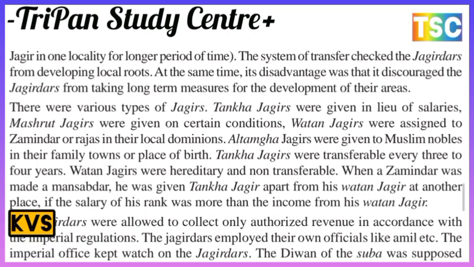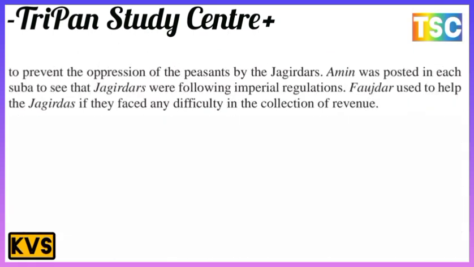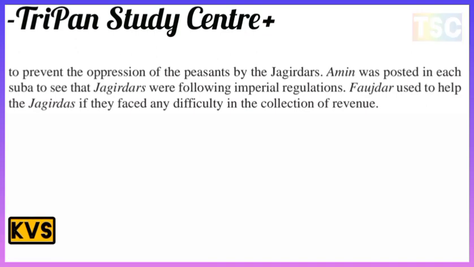The Jagirdar is an employer. There is an official organ, and there is an imperial office that keeps watch on the Jagirdar. The Diwan of the Suba was supposed to prevent the oppression of the peasants by the Jagirdar. A Amin was posted in each Suba to see that the Jagirdar was following imperial regulations. And the Faujdar was used to help the Jagirdars if they faced any difficulty in the collection of revenue.